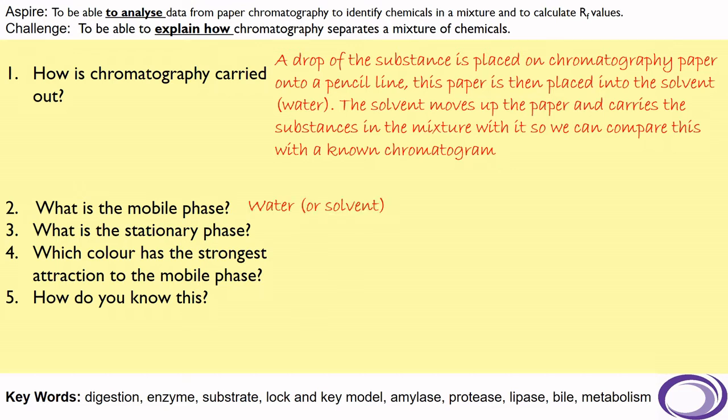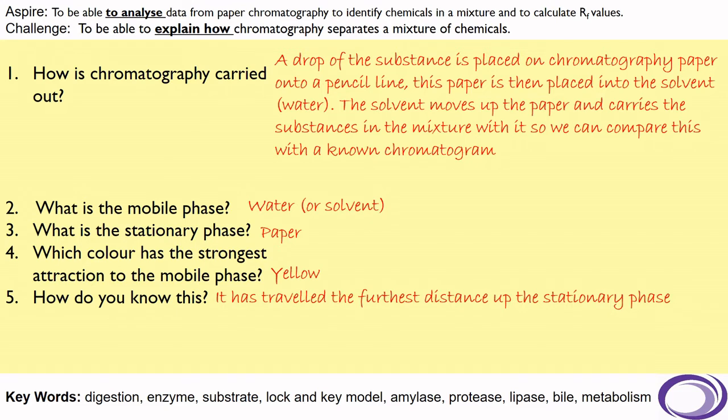The mobile phase was water in that case, or it is a solvent. The stationary phase in that example was the paper. And in the image, yellow had the strongest attraction to the mobile phase. We can tell that because it travelled the furthest distance up the stationary phase.